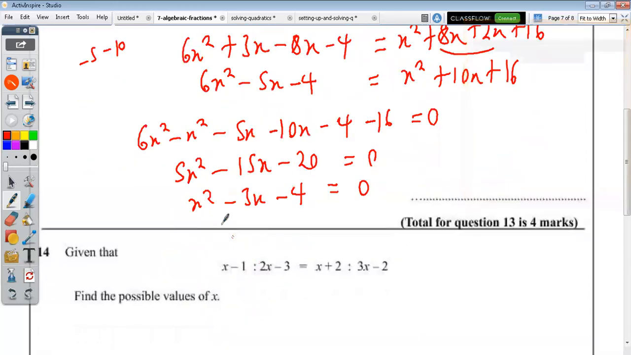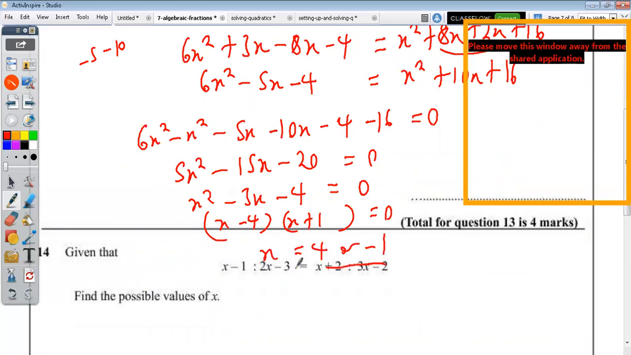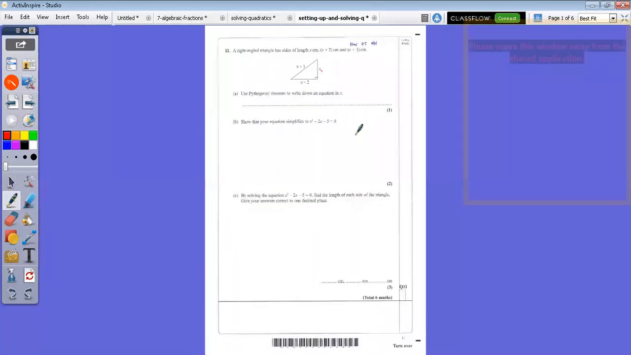Factorize this. We factorized this before. A positive and a negative. The positive number is greater, which means x is equal to 4 or minus 1. Is that making sense? Yes, sir.